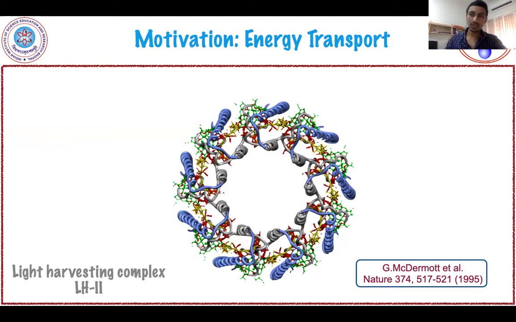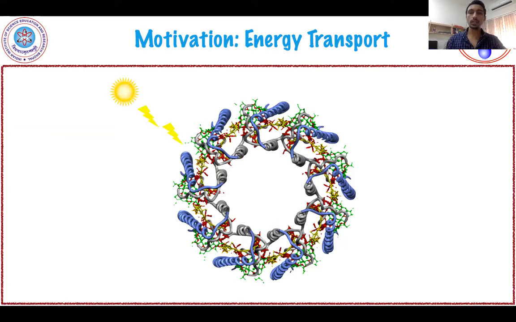What you see on your screen is a light harvesting complex, where these green, yellow, and red sticks are the molecules. These big molecules are placed inside this cage of protein, shown here in blue and gray. So this as a whole is an aggregate.